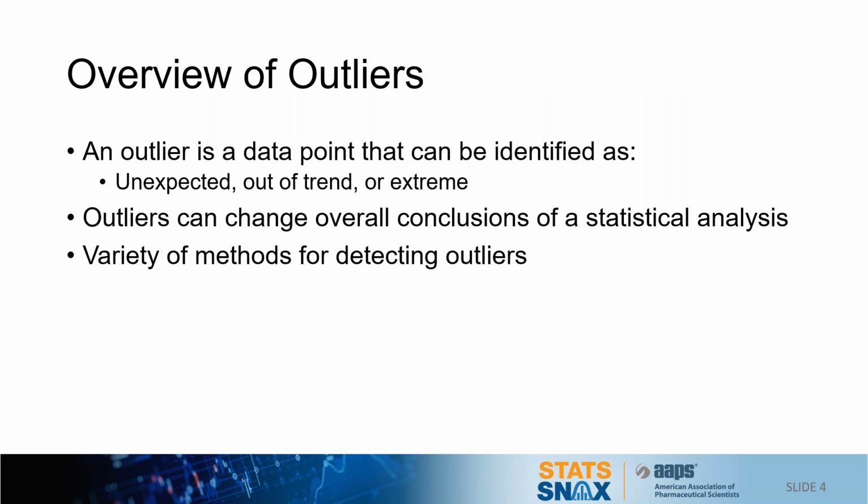Overview of outliers. An outlier is a data point that can be identified as unexpected, out of trend, or extreme. Outliers can impact the overall conclusions of a statistical analysis, and therefore it is important to understand if the data point should be removed from the analysis. Throughout this presentation, a variety of methods will be discussed for detecting, evaluating, and handling outliers.